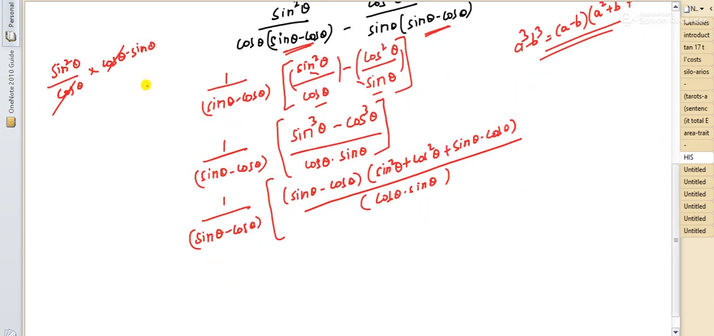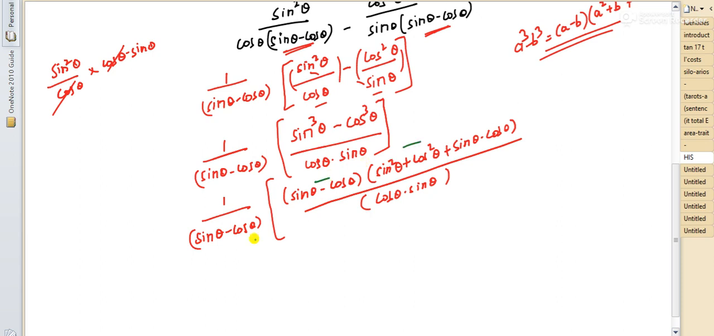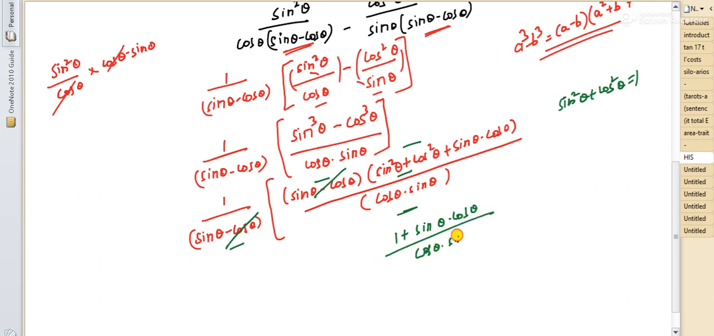Now if you see, everything is getting multiplied here, right? This into this and this into this. So numerator and denominator will get cancelled here. This will cancel with this, correct? And if you see, what is sine square theta plus cos square theta? Yes, it is 1 as per the identity. So I can write here 1 plus sine theta into cos theta, whole divided by cos theta into sine theta. Now again this is in the form of a plus b by c. So I can write this in the form of a by c plus b by c, right?